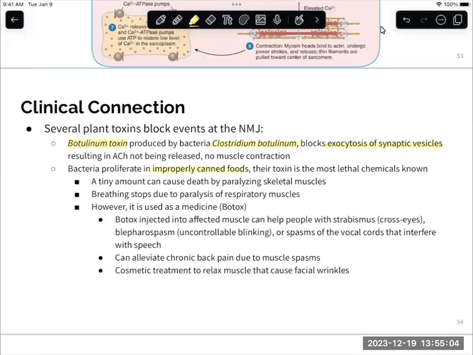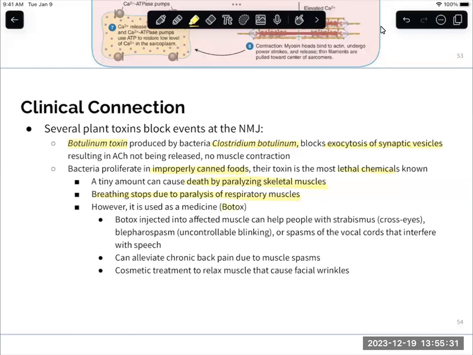can be found in canned foods that may not be sealed correctly. And this toxin can be lethal. A very tiny amount is needed to cause death by paralyzing skeletal muscles, including the diaphragm. If the diaphragm stops working, you can no longer breathe. Here's where it gets interesting.